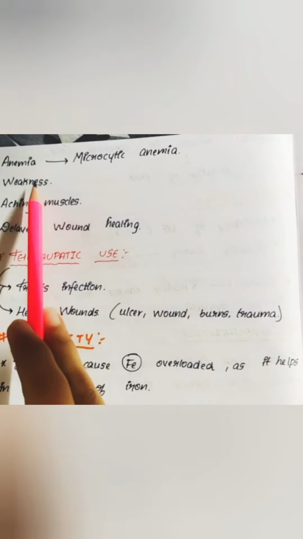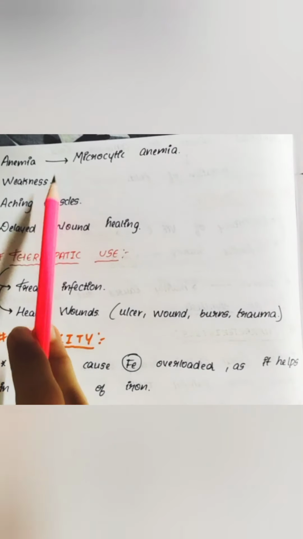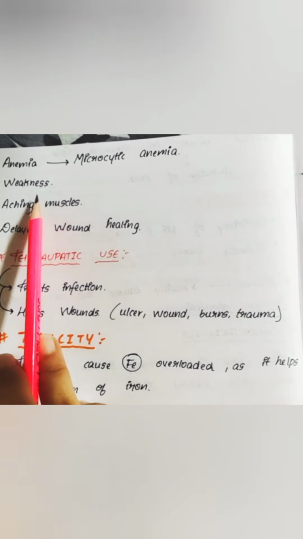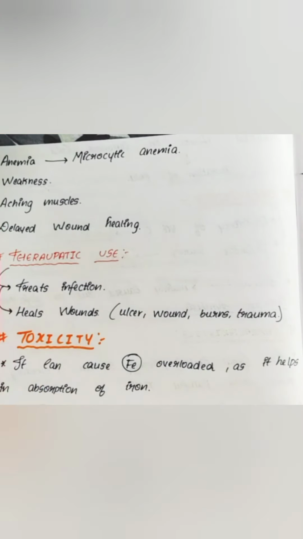It also causes anemia. There is a decrease in RBC count in our body, mainly microcytic anemia. You can also see weakness, muscle ache, delayed wound healing. So there will be delayed clotting time, bleeding time, etc.